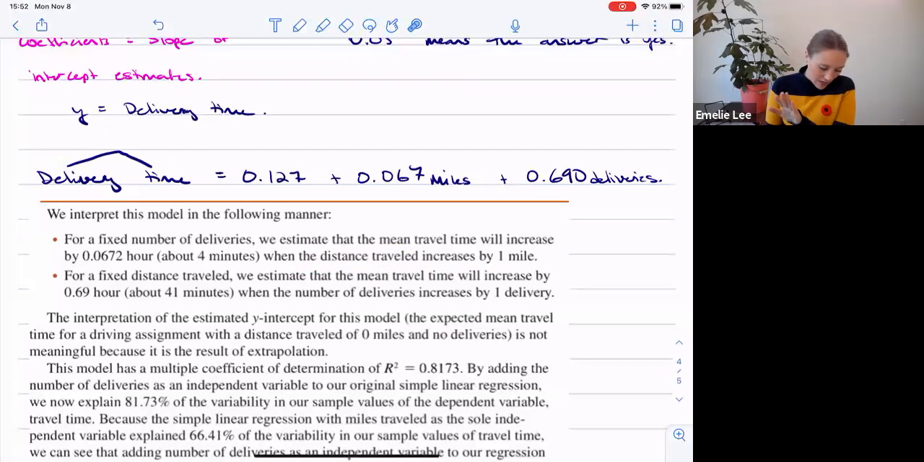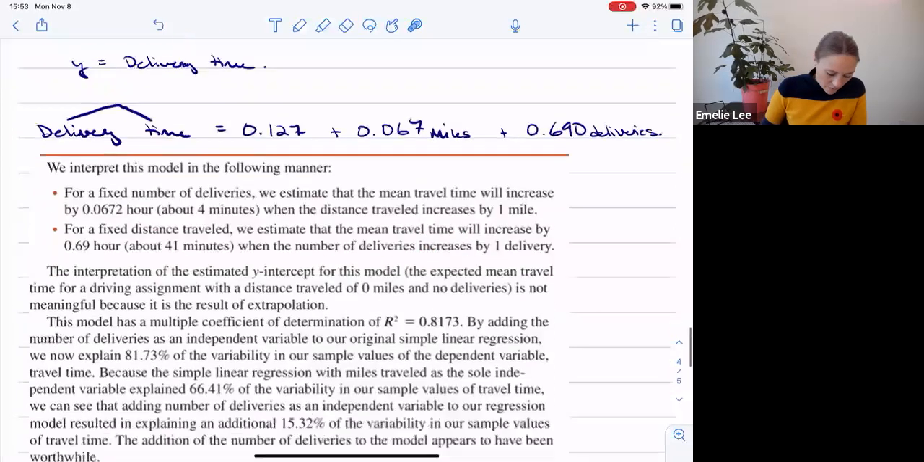And then same thing for a fixed distance traveled, so for a fixed number of miles, we estimate that the mean travel time will increase by 0.69, so about 41 minutes if you multiply it by 60, when the number of deliveries increases by 1 delivery.